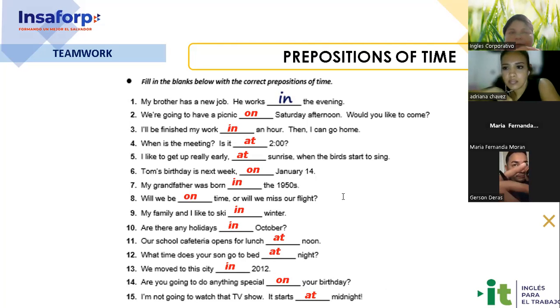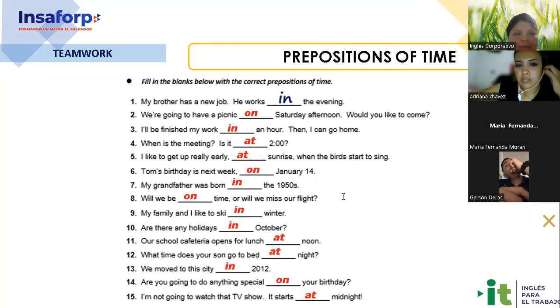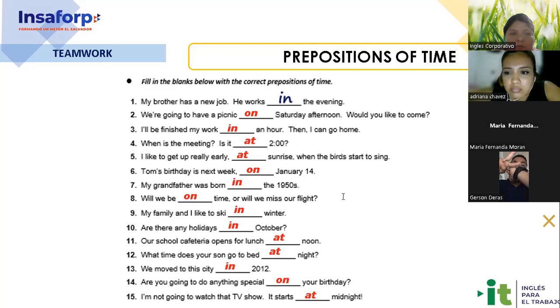Okay, let's see. Number one, my brother has a new job. He works in the evening. Adriana, continue. Please read sentence number two. We're going to have a picnic on Saturday afternoon. Would you like to come? Okay, so we're going to have a picnic on Saturday afternoon. Would you like to come?